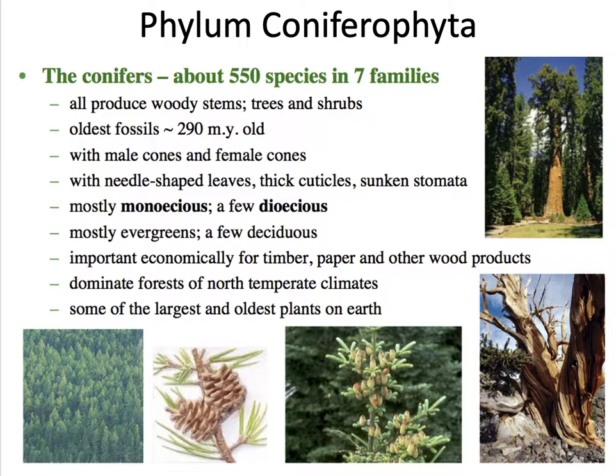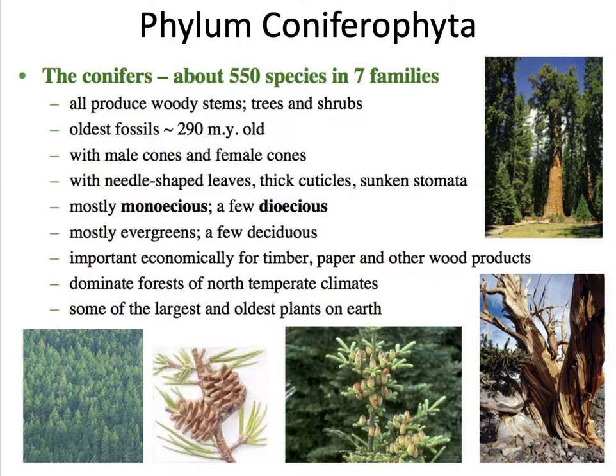They always produce male and female cones, and they always have needle-shaped leaves that are either going to be long needles or they're going to be scale-like in some cases. So they'll look like little overlapping, very, very short needles on top of each other in the form of scales.